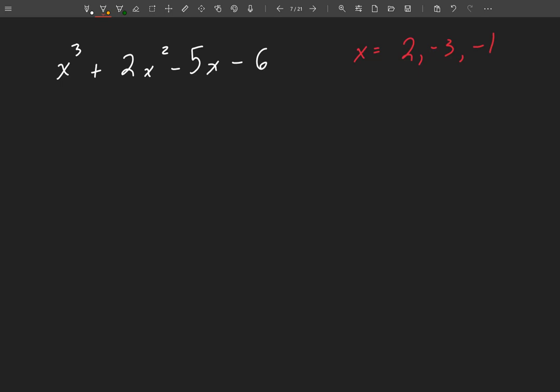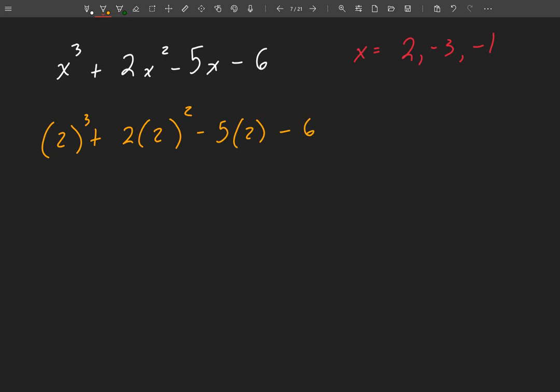Let's do that. So I'm going to plug in 2. I'm going to verify or show that 2 is a root of this. So everywhere I see an x, oh, that's not plus, it's minus. Everywhere I see x, I'm going to plug in a 2.